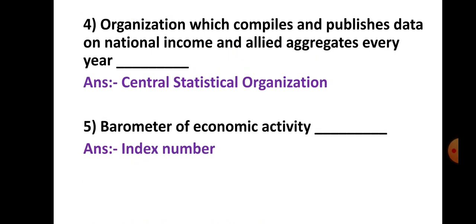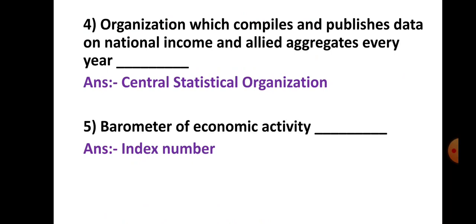Now let us see the next example. The organization which compiles and publishes data on national income and allied aggregates every year, that is what, and they put a dash here. Which organization is responsible for compilation and publication of data related to national income and allied aggregates every year? Here the answer is Central Statistical Organization. That is the correct economic term.